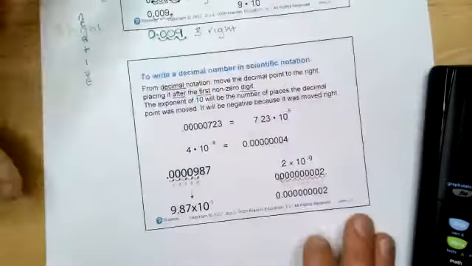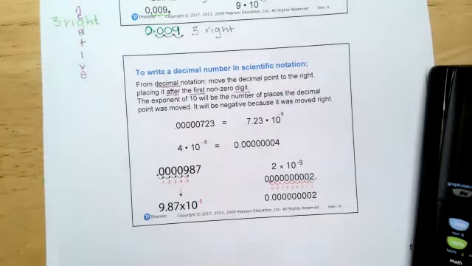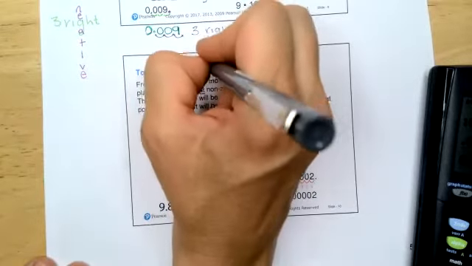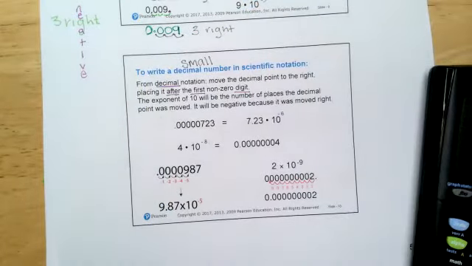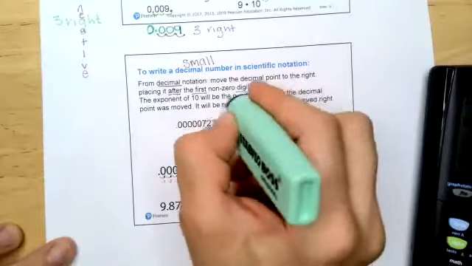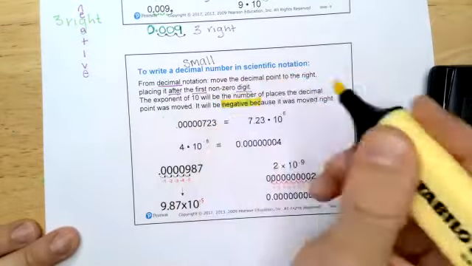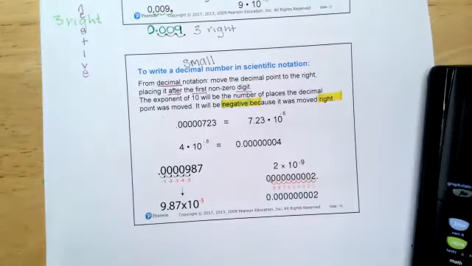Let's describe a little bit what we already just did. To write a decimal number in scientific notation, the decimal number means it is a small value, right? Move the decimal point to the right, placing it after the first non-zero digit. The exponent of 10 will be the number of places the decimal point was moved. It will be negative because it was moved right. Okay, that's what I want you to take away from scientific notation today.